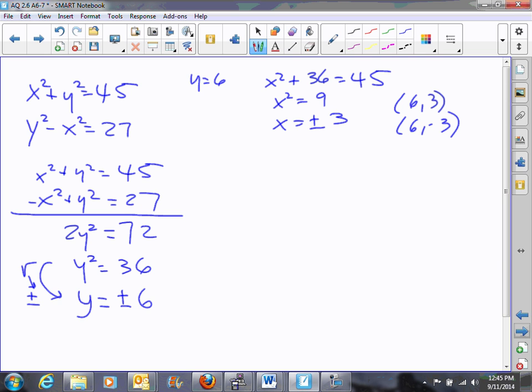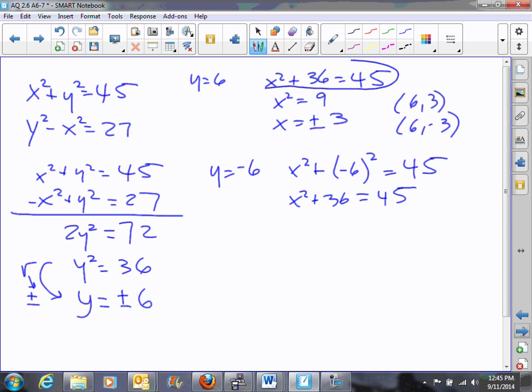Now, let's try y equals negative 6. We have x squared plus negative 6 squared equals 45. So that gives us x squared plus 36 equals 45. And I hope you can see that that's the same equation that we have up here. So we're going to end up also with x equals plus or minus 3. So now we have the ordered pairs negative 6, 3, and negative 6, negative 3.